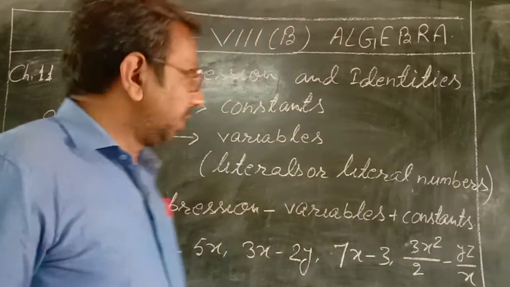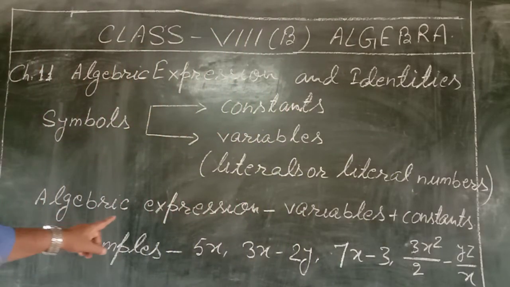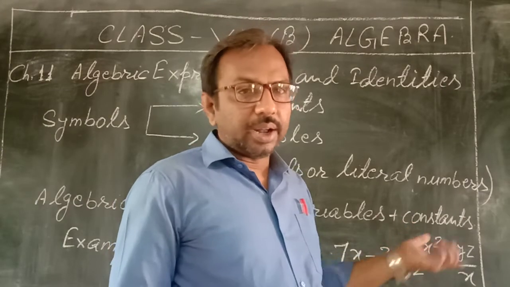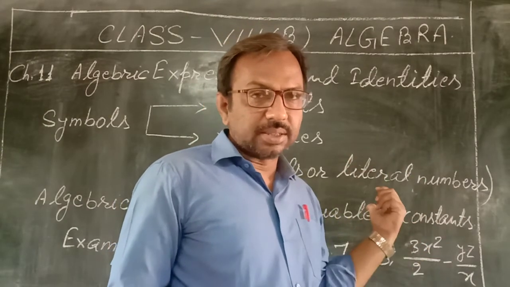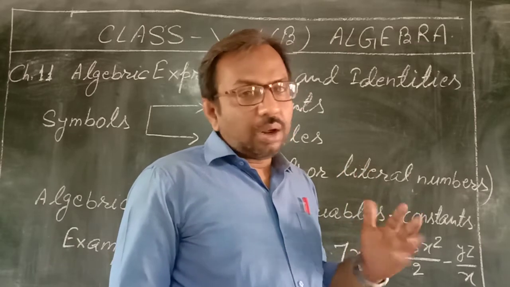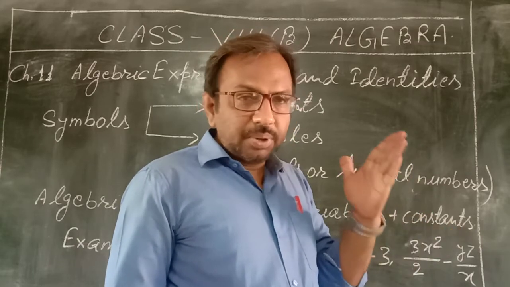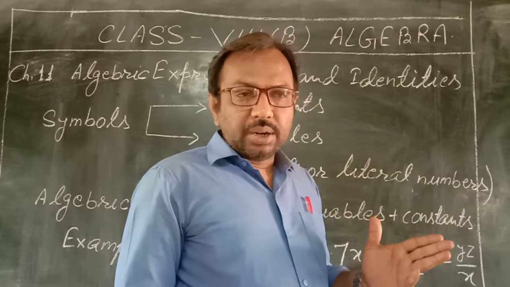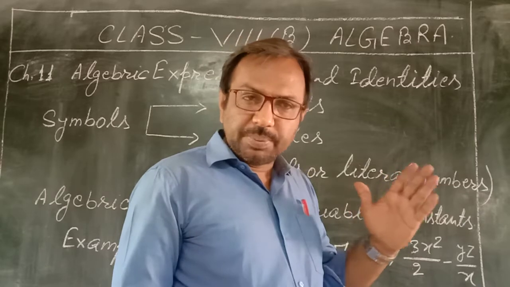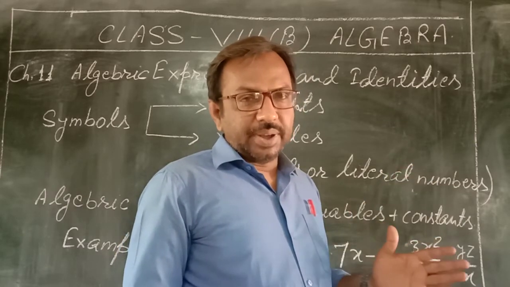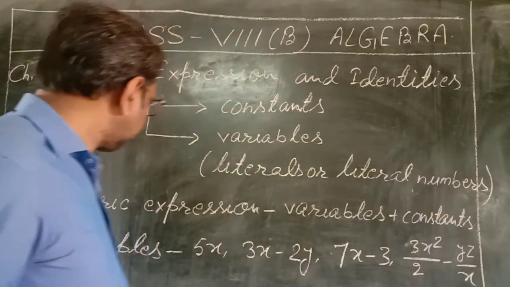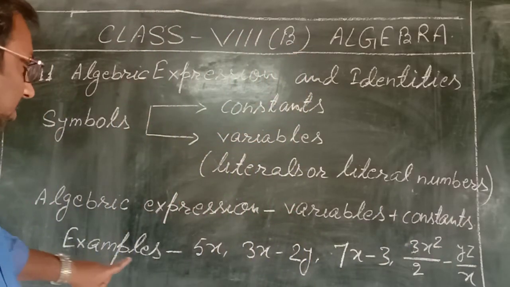So what is the definition of an algebraic expression? A combination of variables and constants, or a combination of constants and variables, is called an algebraic expression. There may be one or more than one term, and if there are more than one, then those terms are separated by different symbols such as plus, minus, multiplication, division, etcetera. Let us see the examples.